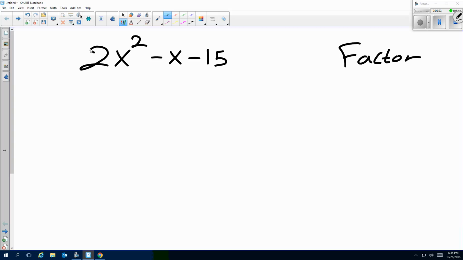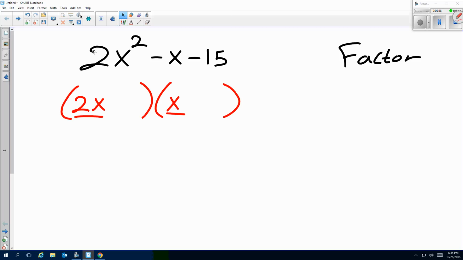Anyway, what we're going to do today is review what we talked about yesterday. We're going to be factoring this expression. If I were to factor this, I know without a shadow of a doubt that this is going to break into two binomials, one of which has 2x, one of which has x, because 2x times x equals 2x squared. Now let's analyze this number, negative 15.